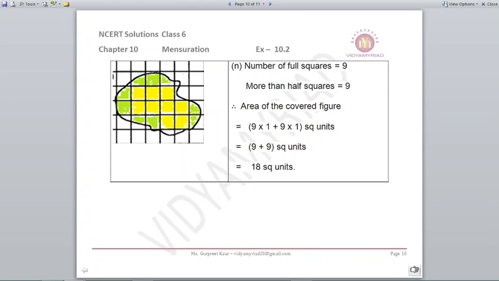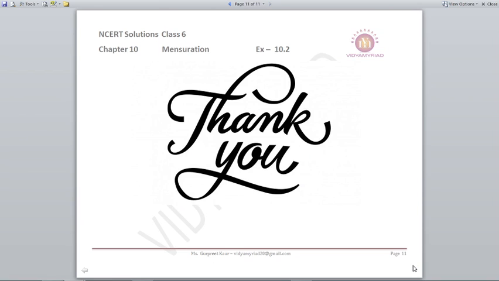Next figure, in this there are 9 full squares, that is the yellow part, and the green part, if you see, they are also more than half, which is also 9. So 9 plus 9 is 18 square units. That's all for this exercise 10.2.